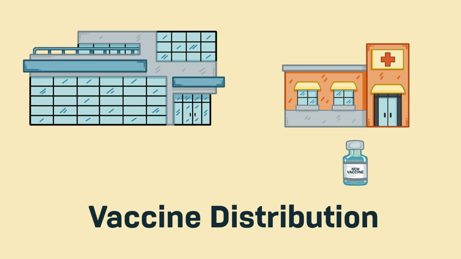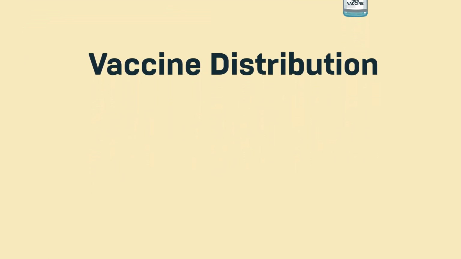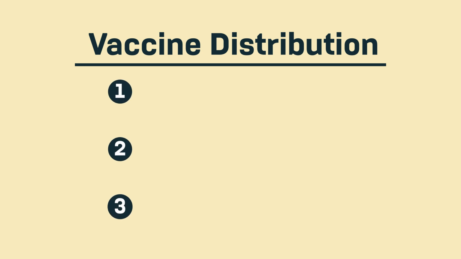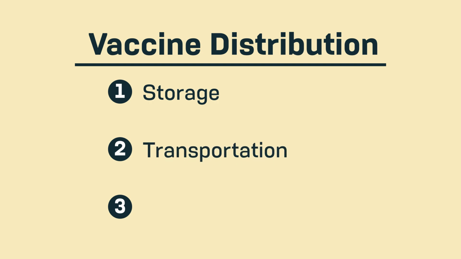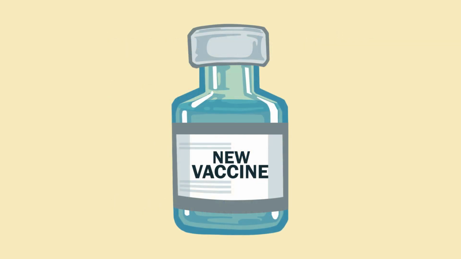Many vaccines require special conditions, and those conditions must be maintained at all times in order for the vaccine to remain effective. Vaccine distribution can be broken down into 3 main steps: storage, transportation, and administration. The first step is storage.